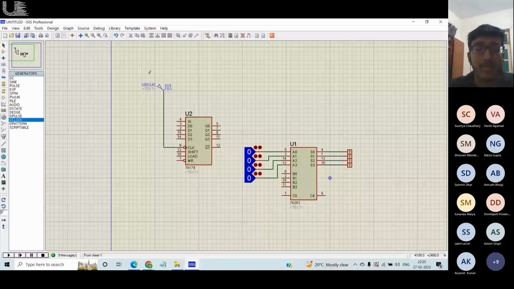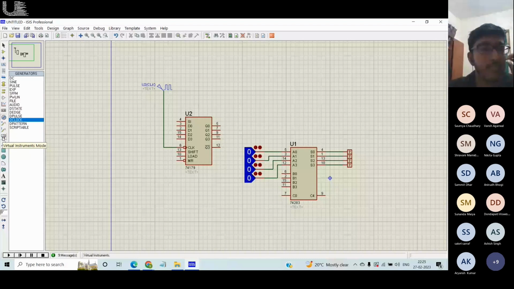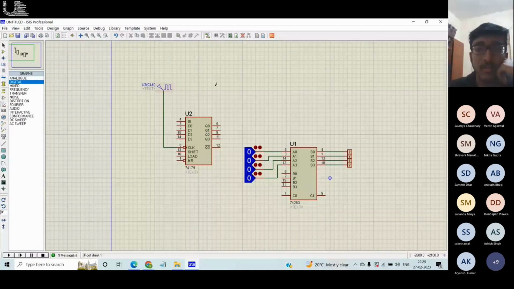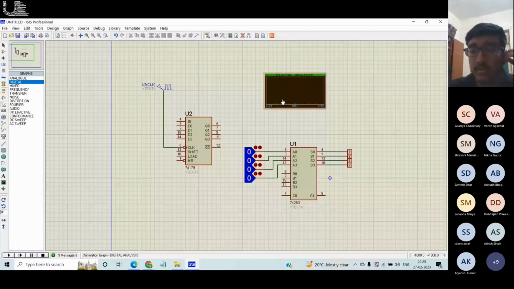If you want to see the pattern of the clock, if you want to graph it out, then just go under this part, virtual instruments mode, right? Okay, go under the graph part. Under the graph part, you have the digital graph, right? Just drag and draw this. Right click on it, edit, add traces, right? Then, as you can see right now, you can add this U2 clock, right? So the name of this clock was U2 clock.